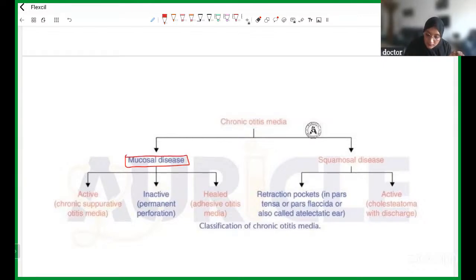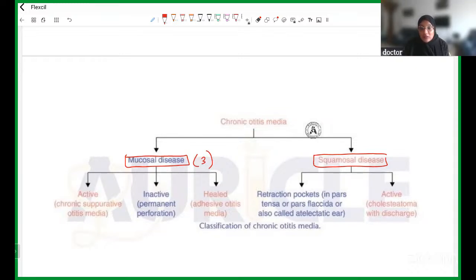Can be mucosal, can be squamosal disease. Mucosal disease is itself divided into three: active, that is chronic suppurative otitis media; inactive, which is only when there is permanent perforation; and healed, which is adhesive otitis media. Three in mucosal: active, inactive, healed. Active is chronic suppurative otitis media, inactive is permanent perforation, and healed is adhesive otitis media.